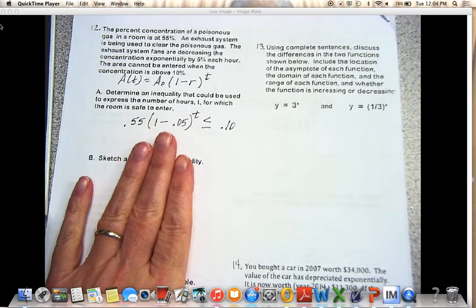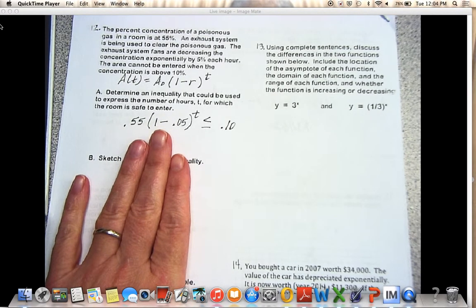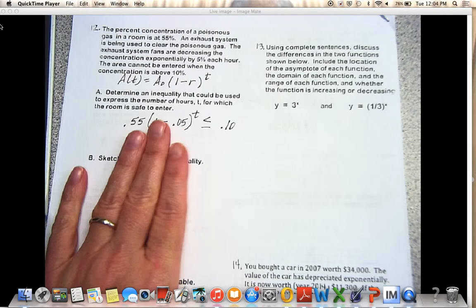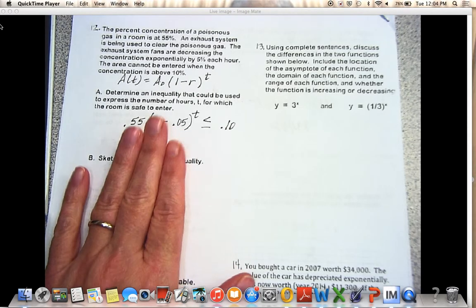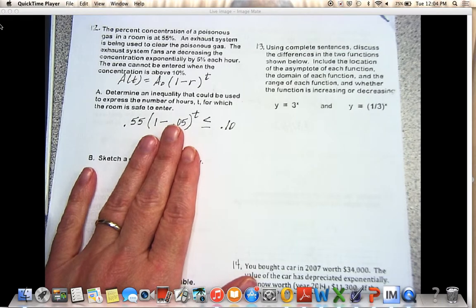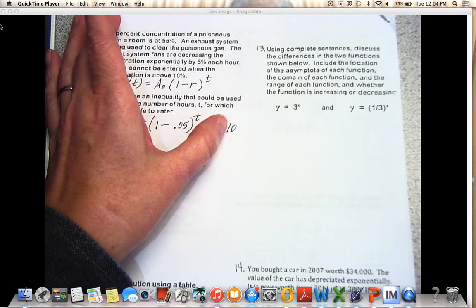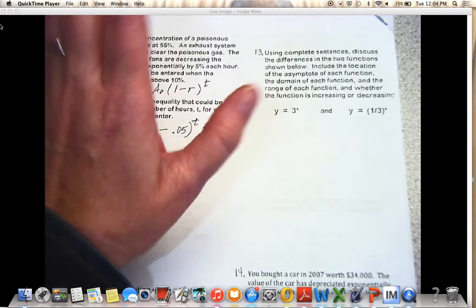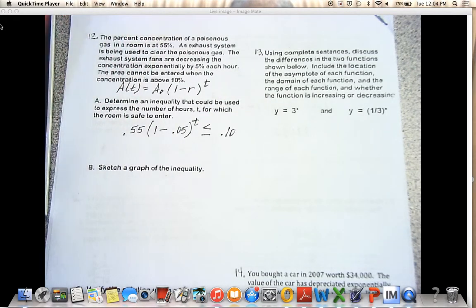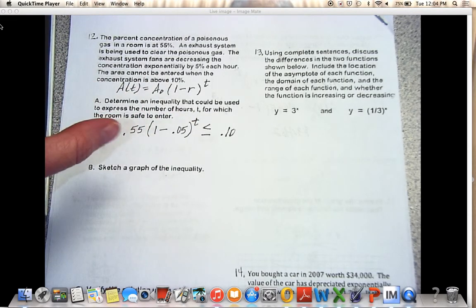So does everybody have this inequality written? Y'all know where all the numbers come from. I'm not trying to be tricky on your test. The test is not this problem, but it is a poisonous gas that needs to decay. It's set up like this, with different numbers. Not trying to hide anything from y'all. Everybody's okay so far?